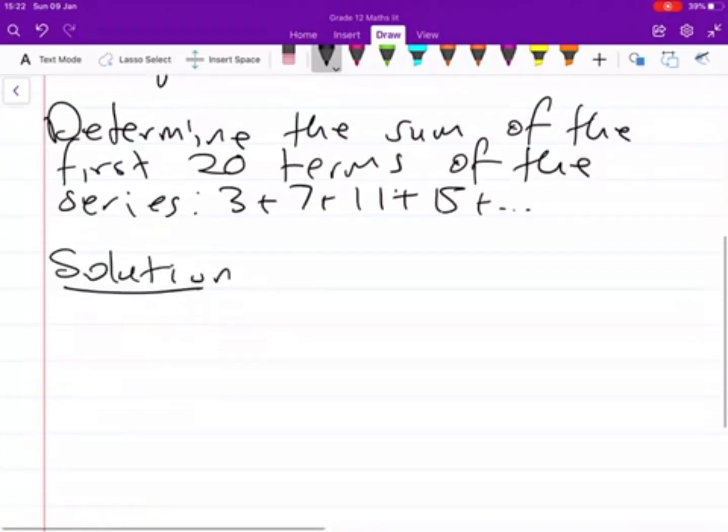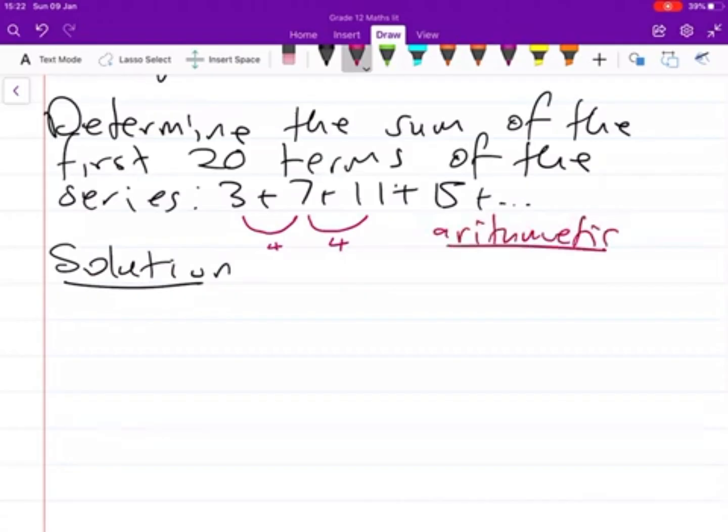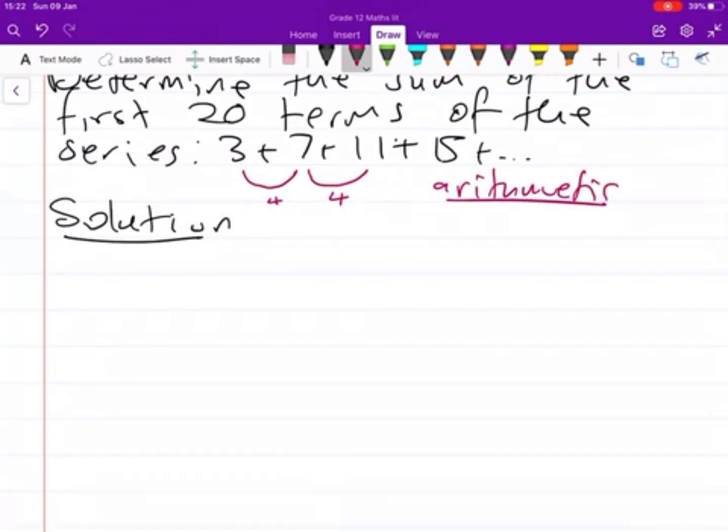All right, now you have to first ascertain what type of series you are dealing with here. If you notice, for us to get from here to here, we must add 4. To get from here to here, we must add 4, meaning this series has a common difference, because 7 minus 3 is 4, 11 minus 7 is 4. So it means that we are dealing with a series that is arithmetic. Okay, so we can then apply the formulas of the arithmetic.